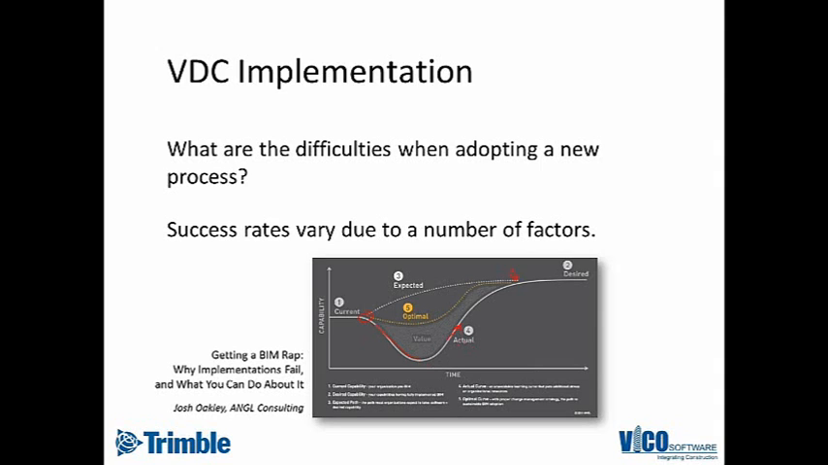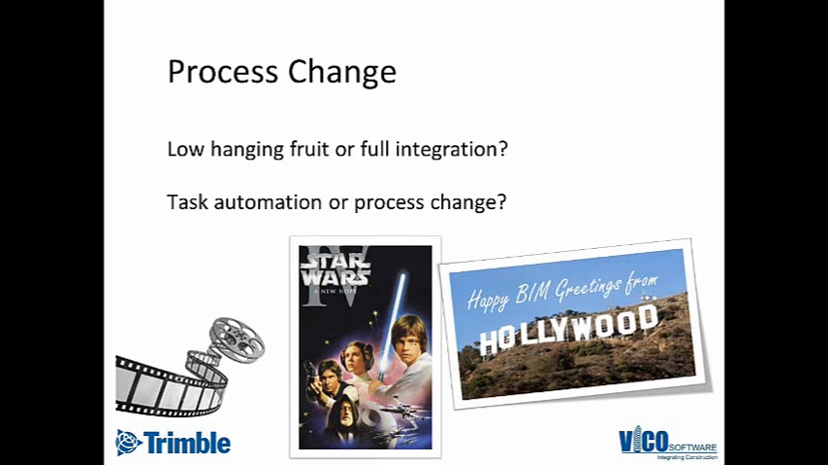Now, Josh states in his article that the optimal route is one that is managed, and that is this curve over here, which means guided adoption of the new technology, of the new methods, so that your organization really grows into that desired new process organically and in a sustainable way. So process change it is.